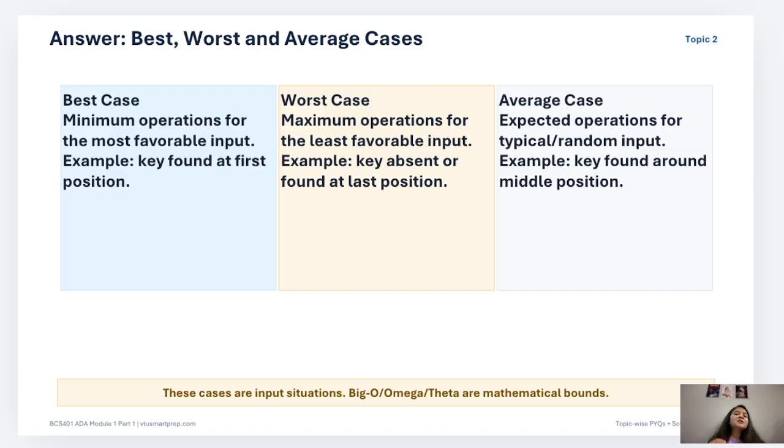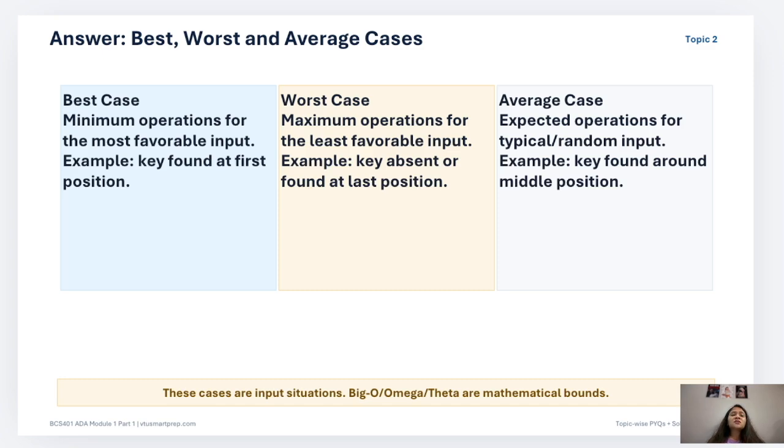For example, in searching of any element, if the key is found at the first position itself in an array, that is the best case, right? And the worst case, what you can see is it is going to take the maximum number of operations required for the least favorable input. Okay, so that is the worst case.